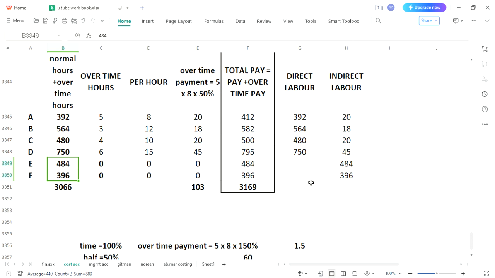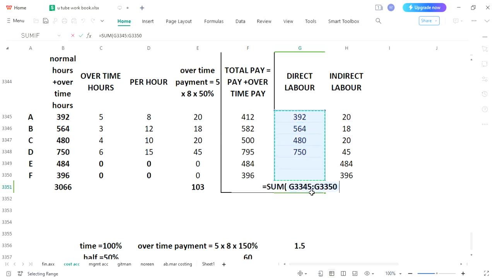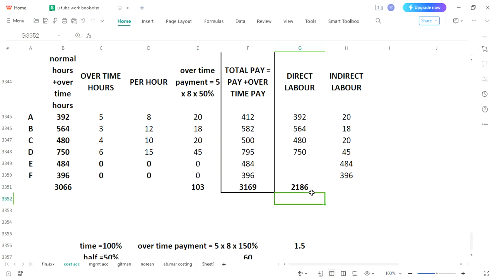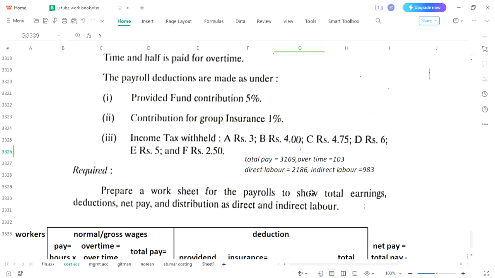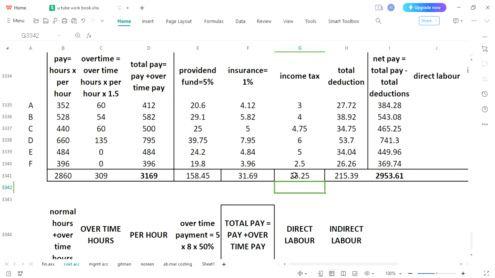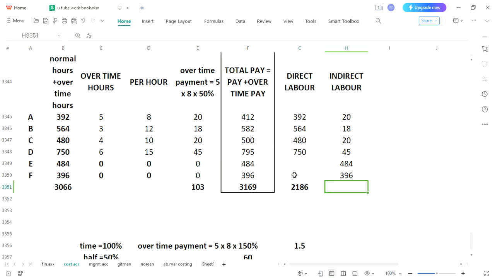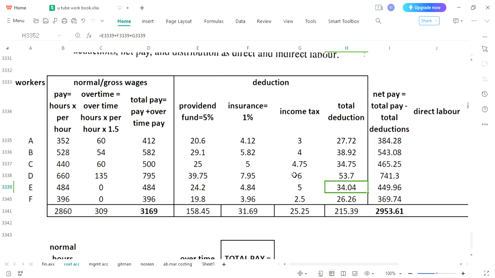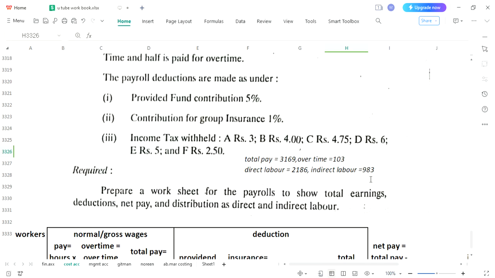We will take the total, and I will get help from Excel to sum up the amounts present over here in direct. You have got 2186. Let's go back to the question, and here direct labor is 2186, and let's take the sum of indirect labor. This is 983. Let's go back and check the answer. 983 indirect labor.